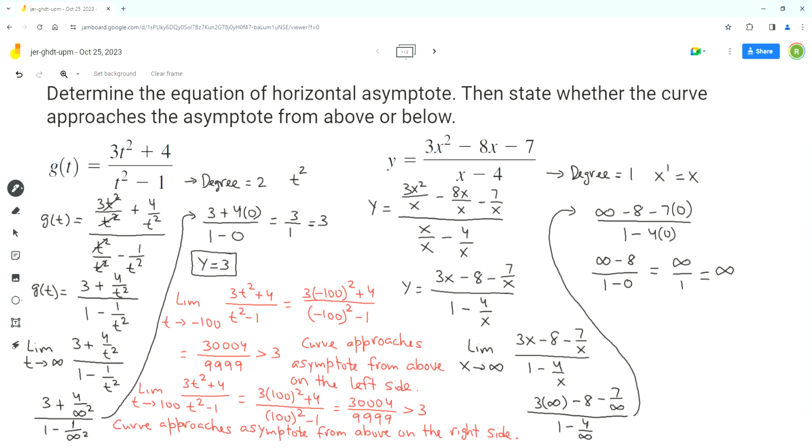That means this function has no horizontal asymptote because the result of this limit is infinity. So our conclusion here will be no horizontal asymptote. That means we cannot find whether the curve approaches the asymptote from above or below because this function has no horizontal asymptote. So these are the steps you have to keep in mind to solve a problem like this one.